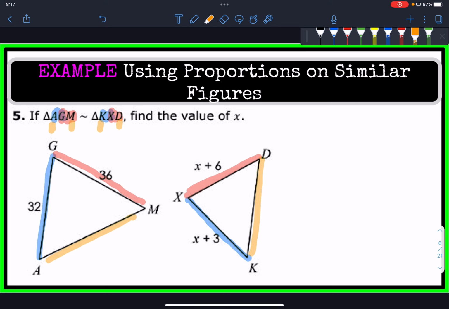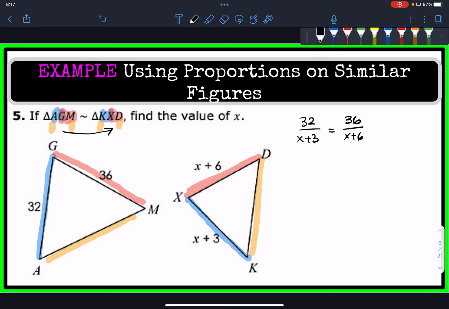So with that, we can get the corresponding sides, which in this case is only looking at these two values right there. And this is not going to be helpful because we don't know anything about that orange side. So I set up a proportion. If I take the side of 32 and divide it by its corresponding side, which is x plus 3, that will equal dividing 36 by its corresponding side of x plus 6. And again, notice the direction I move. I move from left to right, from triangle AGM to triangle KXD, when I set up the proportion.